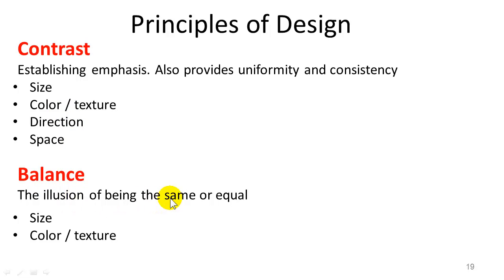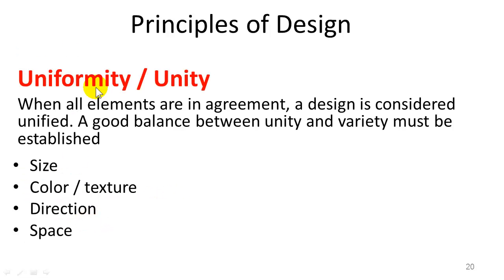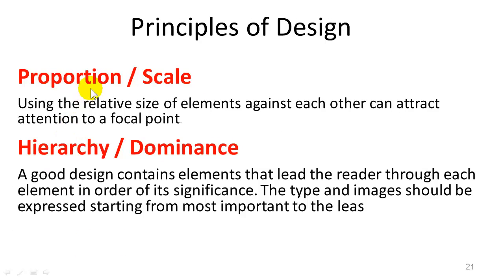Balance, the illusion of being the same or equal. Uniformity or unity, when everything is in agreement, and a good balance between unity and variety is a good thing. So we're looking at size, color, direction, space. Proportion or scale, the relative sizes of the elements with respect to each other. Hierarchy or dominance. A good design will have some elements that lead the reader. So we need to create that effect using the principles of design.